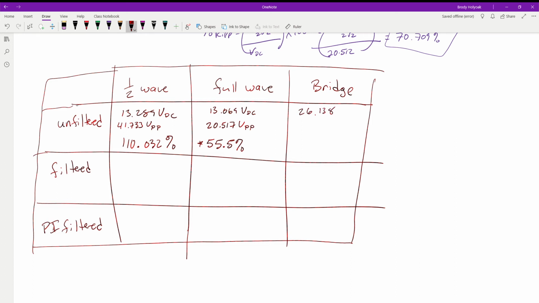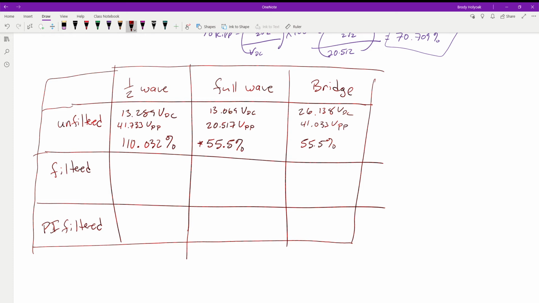26.138 volts DC with a 41.033 volt peak signal for our ripple, or peak to peak signal for our ripple, and that comes out to be 55.5% ripple. So that's what we should have seen between these full wave rectifiers.